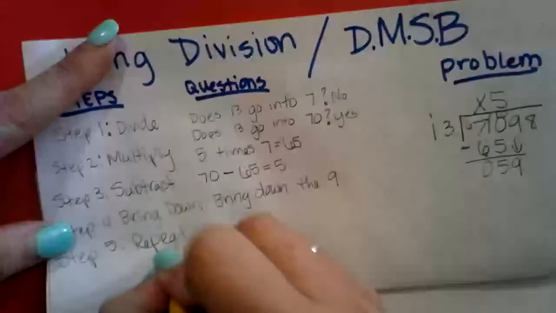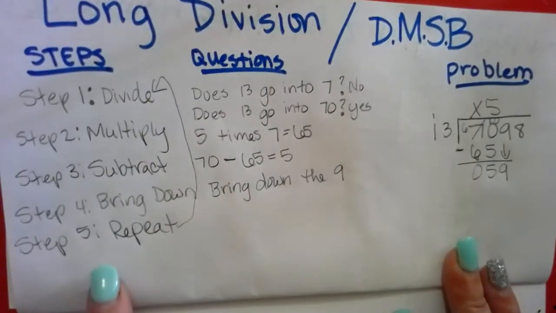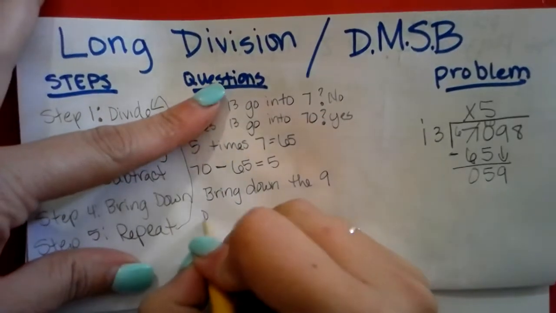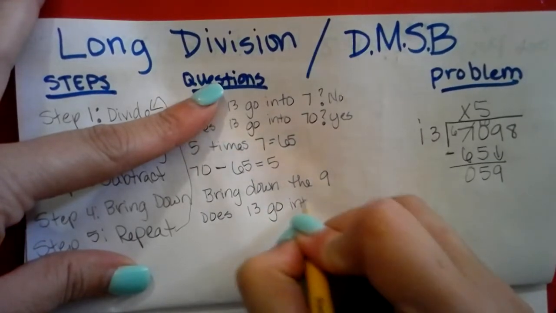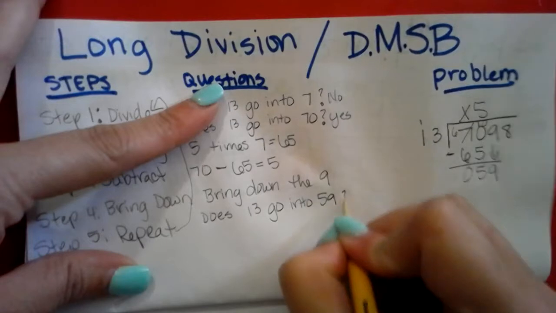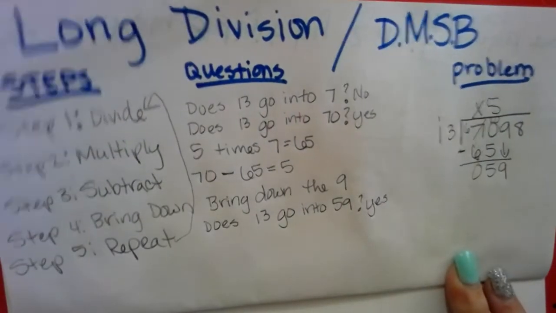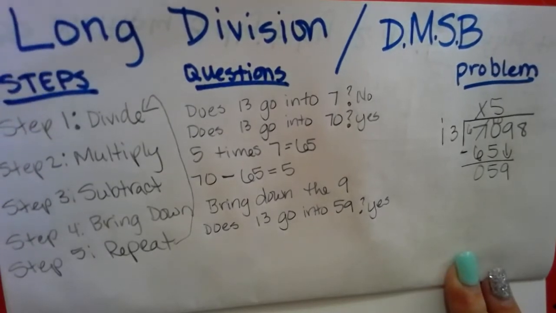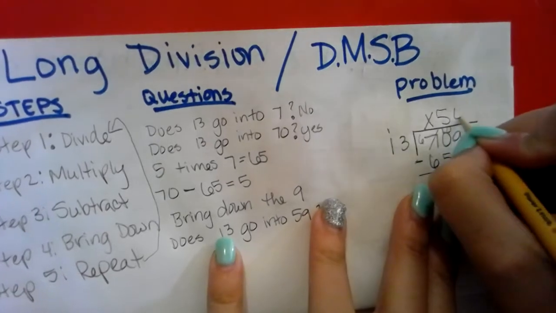Does 13 go into 59? That's my question. Yes, it does. How many times? Well, again, if it was 15, I could go 15, 30, 45, 60. So that would give me 4. So that's almost 15, and that's almost a 60. So I'm going to try 4 times.